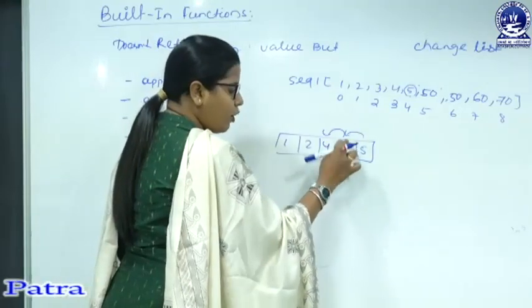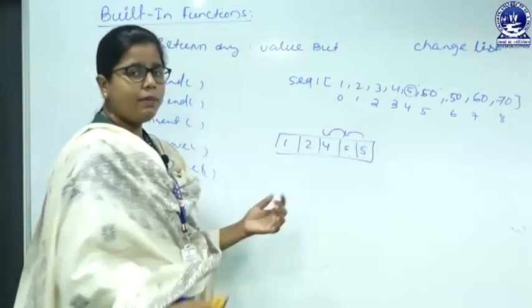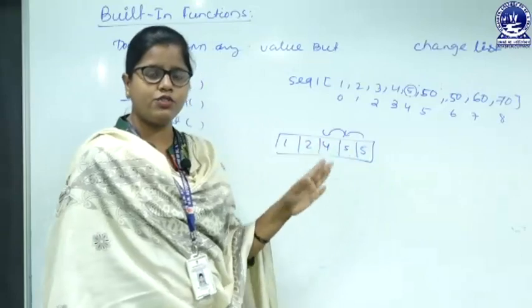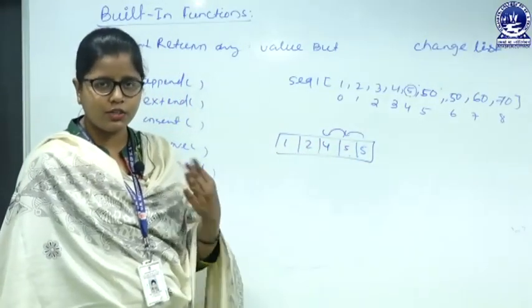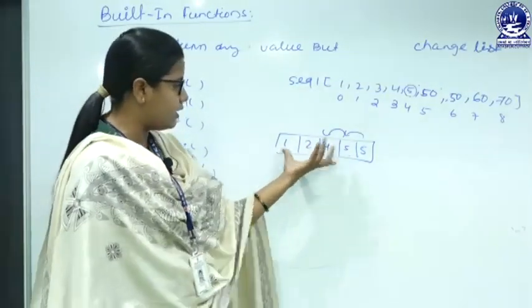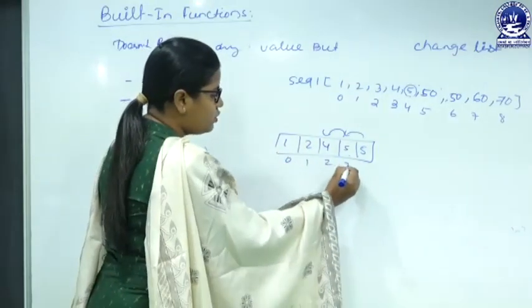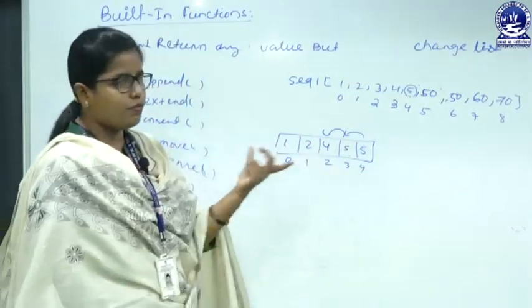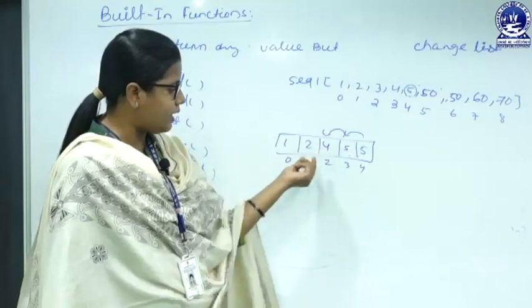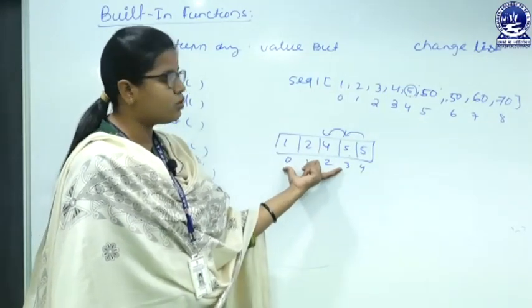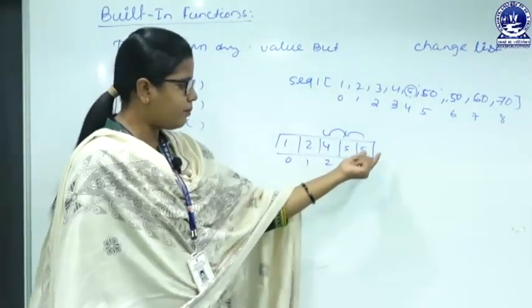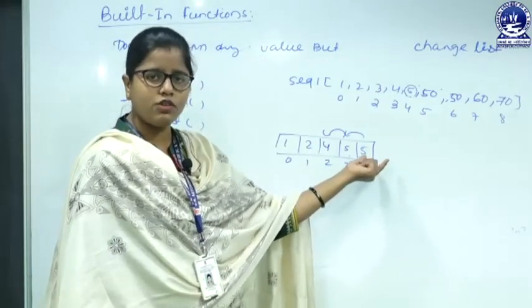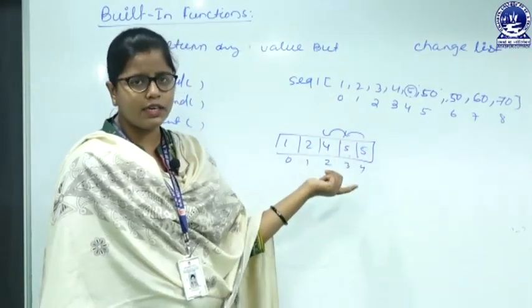So, 4 will be modified, 5 will be here. But the last 5 was actually existing there, but we are actually printing here to here. That means 0, 1, 2, 3, 4 now. So, when we remove any element, then I will go for printing 0 to 3. So, what about this 5? The 5 is actually existing there, but we are not printing that.